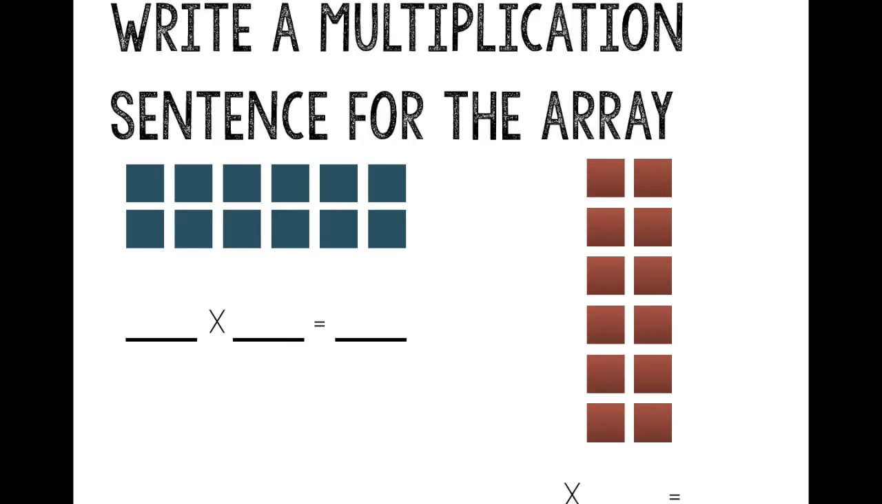Let's practice writing multiplication sentences for the arrays. If I look at my first array on the left, I want to count the number of rows. 1, 2. That's my first factor. And I multiply it by the number in each row. 1, 2, 3, 4, 5, 6. So my second factor is a 6. I have 2 rows of 6. And then when I multiply that, I get a product of 12. 2 times 6 equals 12.